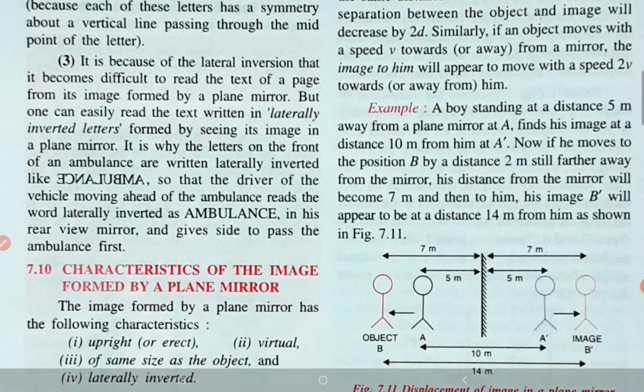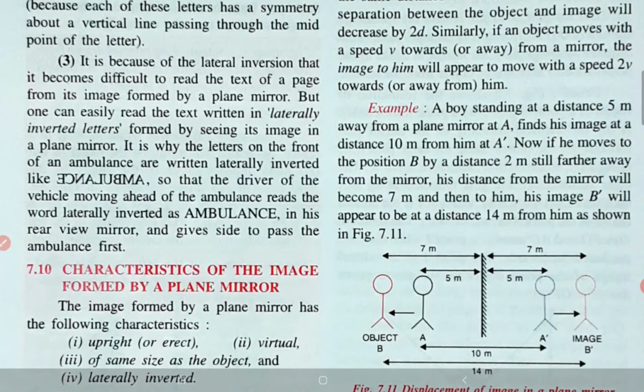It is why the letters on the front of the ambulance are written laterally inverted like ambulance. So the driver of the vehicle moving ahead of the ambulance reads the word laterally inverted, that is in a proper way, ambulance, in his rear view mirror and gives sight to pass the ambulance first. It is done same thing for the fire brigade vehicles also.